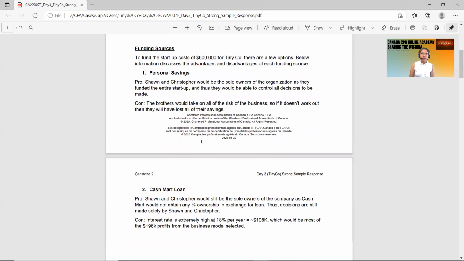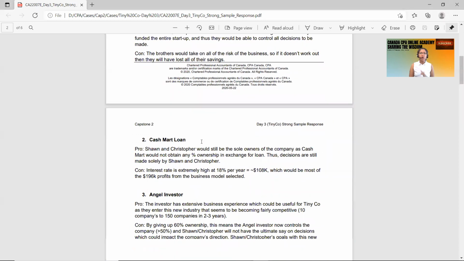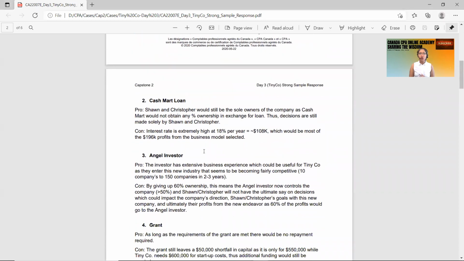So look here, like personal savings. This is the pro, this is the con. Cash mart loan, this is the pro, this is the con. I have also noted that, okay, it was extremely high interest rate, but I did not note what is the pro for a cash mart loan. So it is not a balanced discussion. That is what they are talking about. I have noted the con that it is a very high interest rate, but I have not noted what is the pro. So pro was that they are not losing the ownership. The ownership would be still there, and it is a full fund financing source.